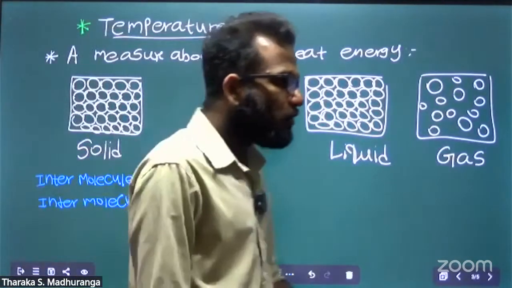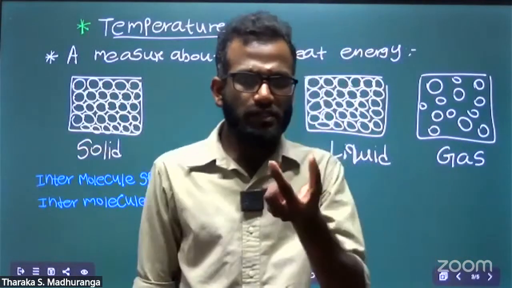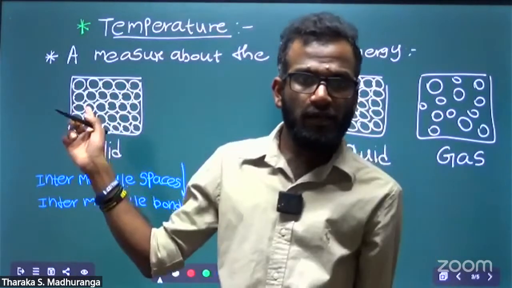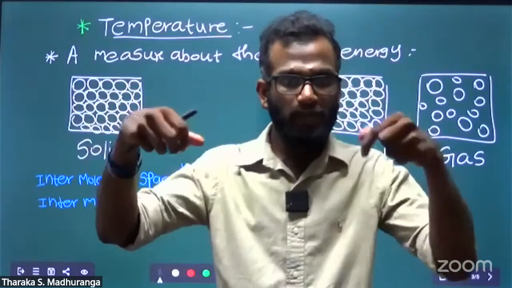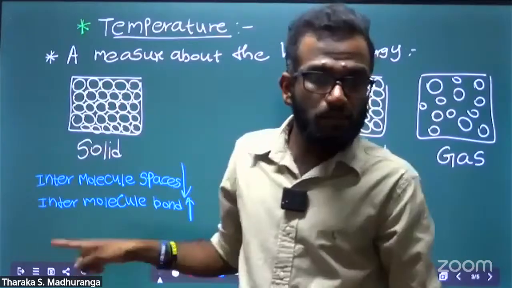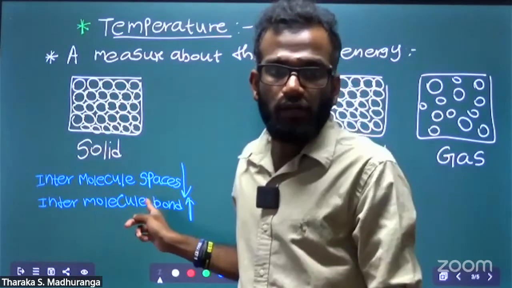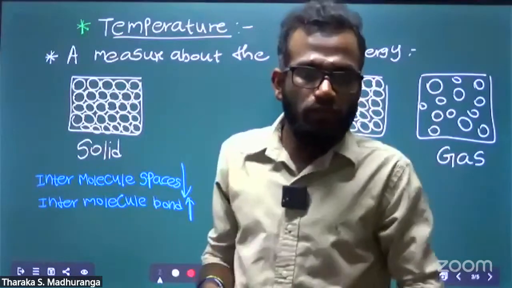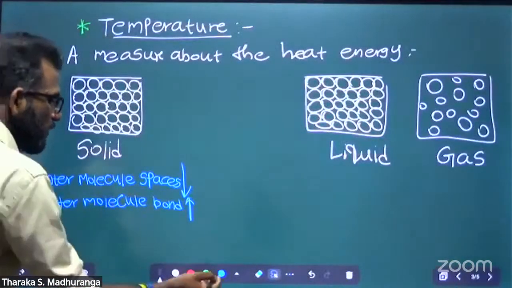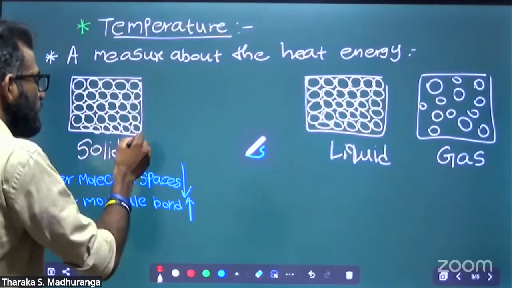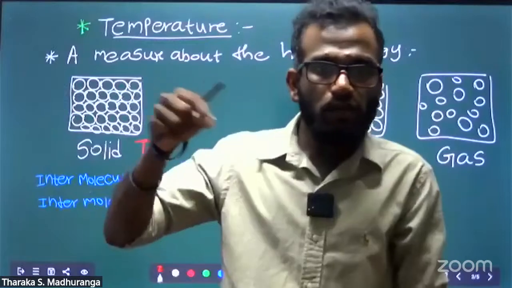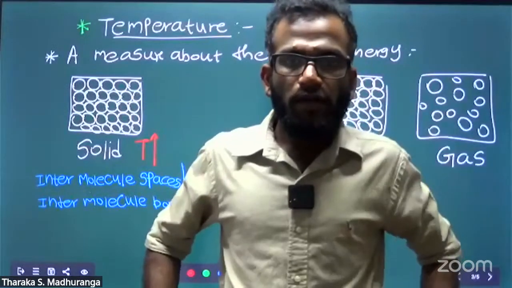Okay, now I have a solid object. Its internal structure is like this. It is made with molecules, and they are very close to each other. Then it has strong intermolecular bonds and little intermolecular space. Now when we increase the temperature of a solid object, what happens to the molecules?